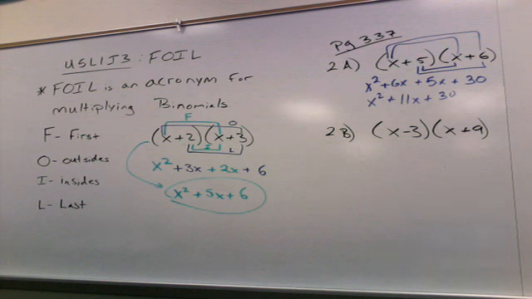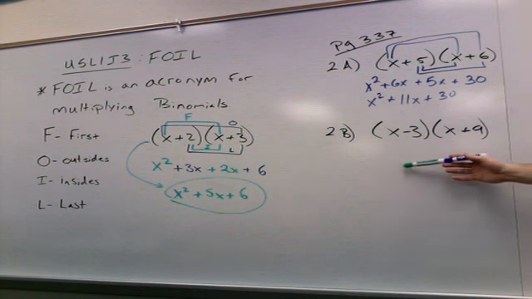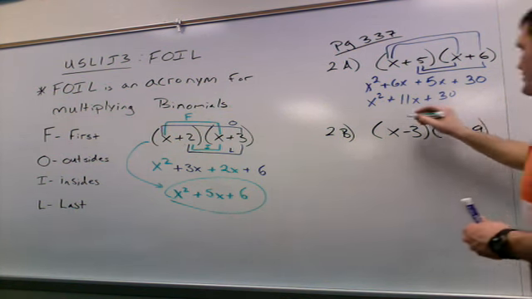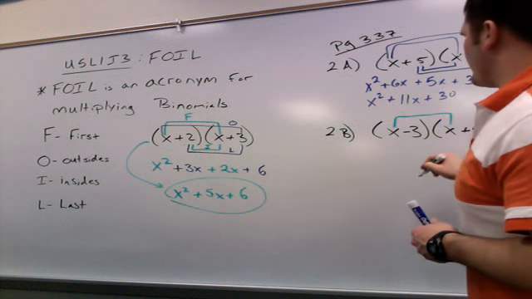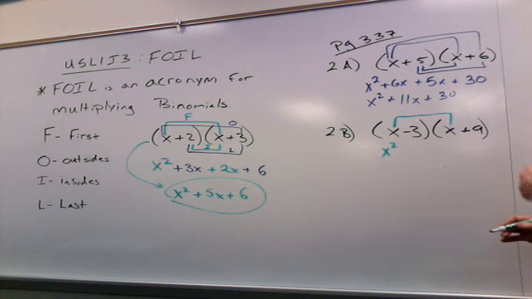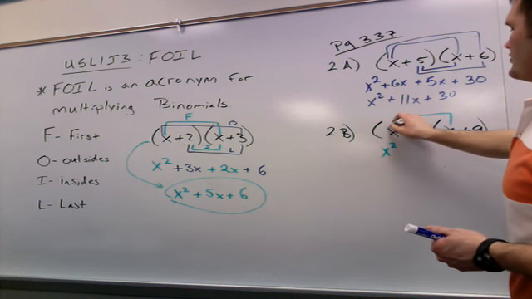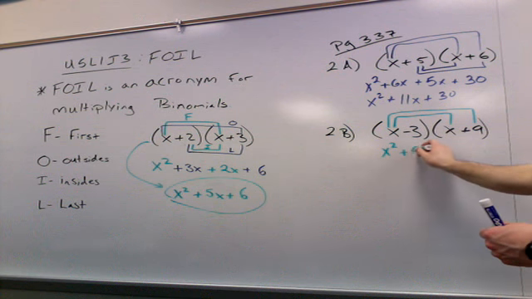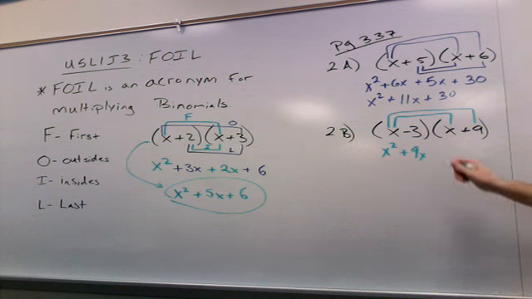All right, how are we doing on this one? Good? Okay, let's try it together then. First is what? x times x. Right, what's x times x? x squared. Okay, next is outside, which is x and 9. What's x times 9? 9x. Next up is insides.